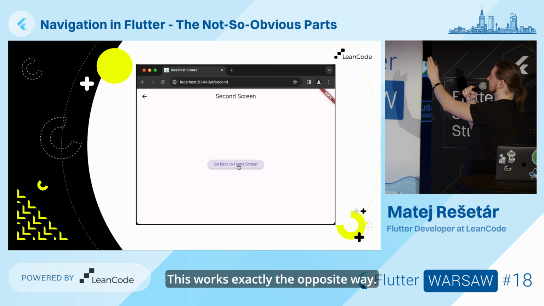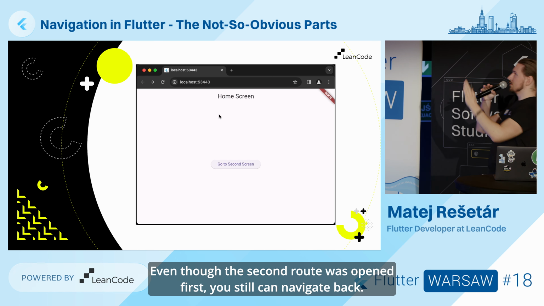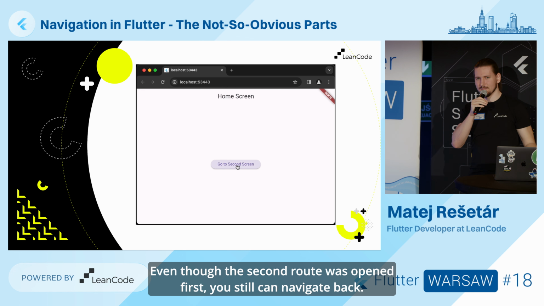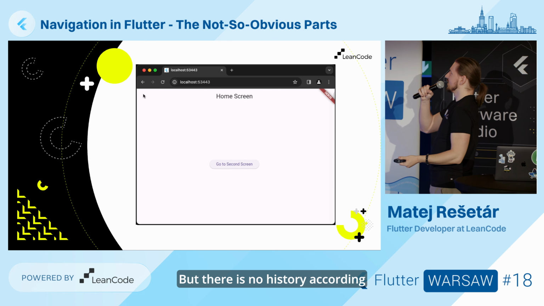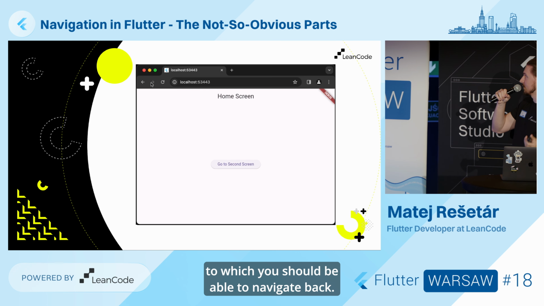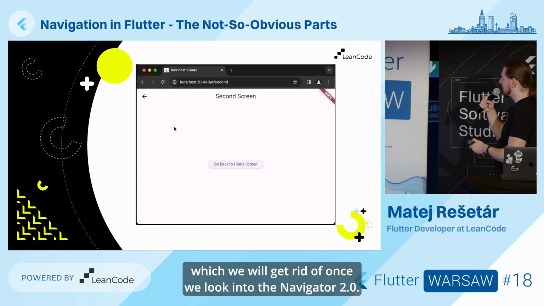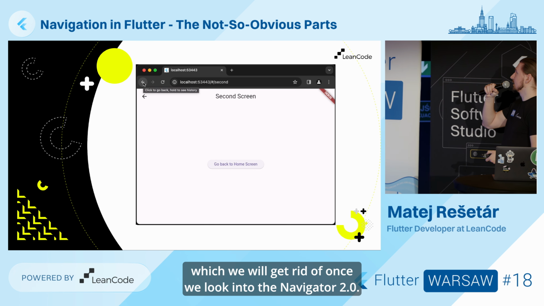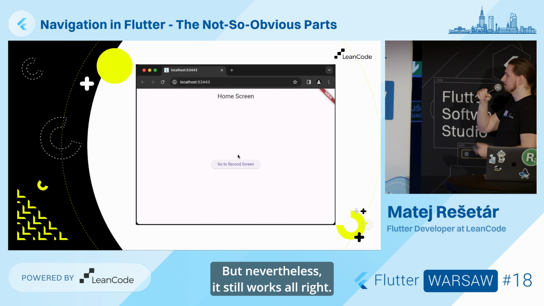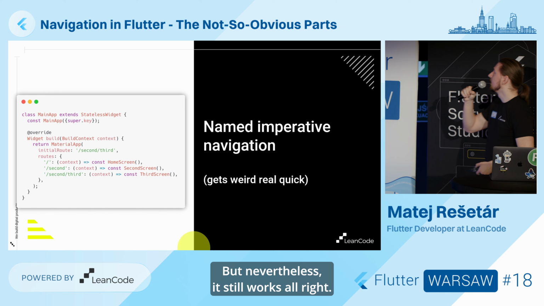And this works exactly the opposite way. Even though the second route was opened first, you still can navigate back. But there is no history according to which you should be able to navigate back. It's just a weird Flutter thing, which we will get rid of once we look into the Navigator 2.0. But nevertheless, it still works, kind of all right.